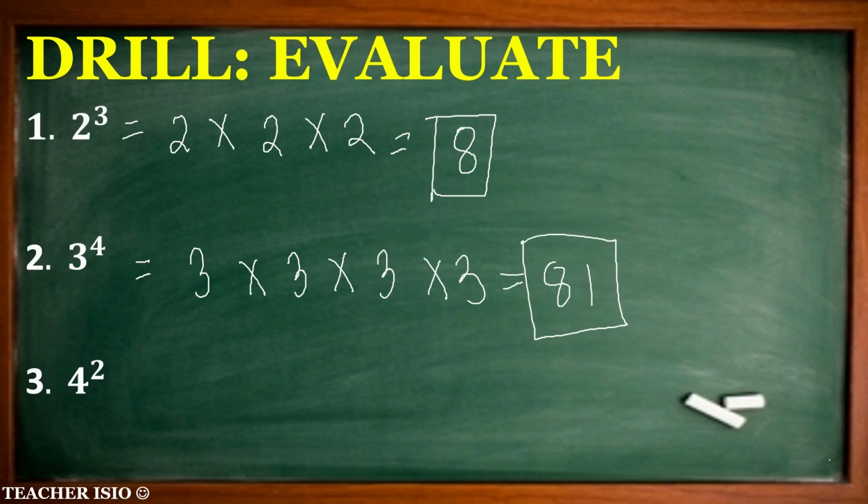So, let's have given number 3. 4 squared. So, ibig sabihin, multiply 4 two times to itself. So, we have 4 times 4. What is 4 times 4? We have 16.